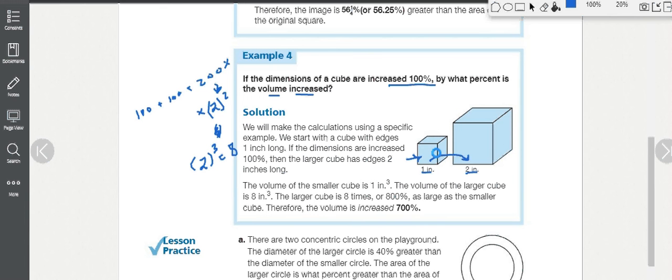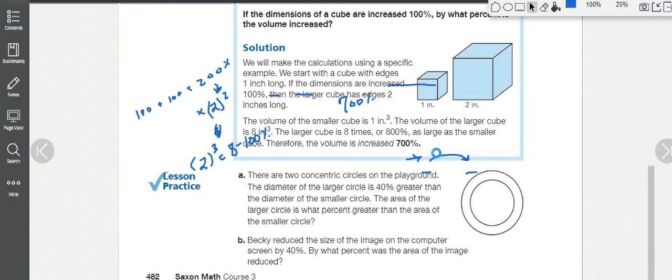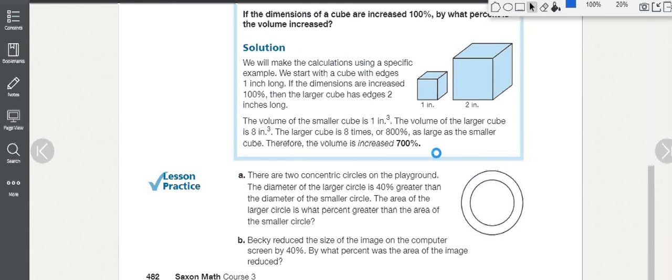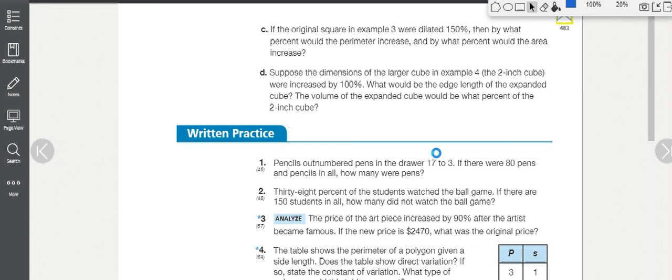Since they asked increase, just like when we did the towel, we have to subtract off the 100% that it started at. It's 800% of the original, which is an increase of 700%. All right, we might have to talk this over a little bit in class. Hope it makes some sense for you. Let's try B and C.